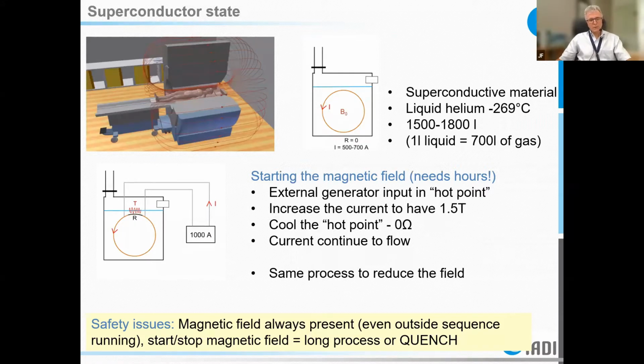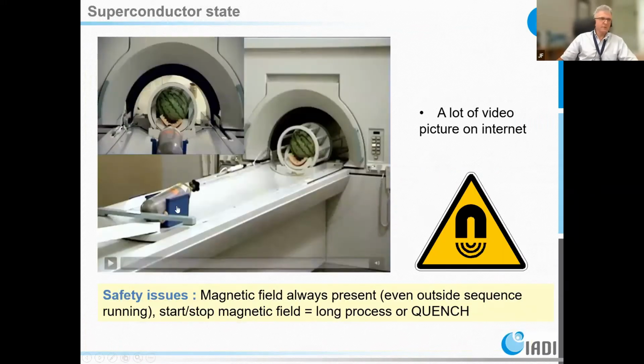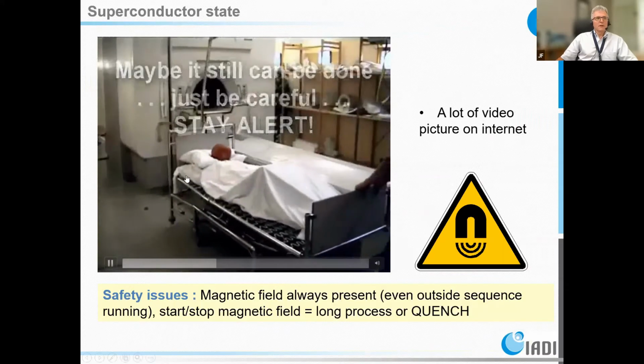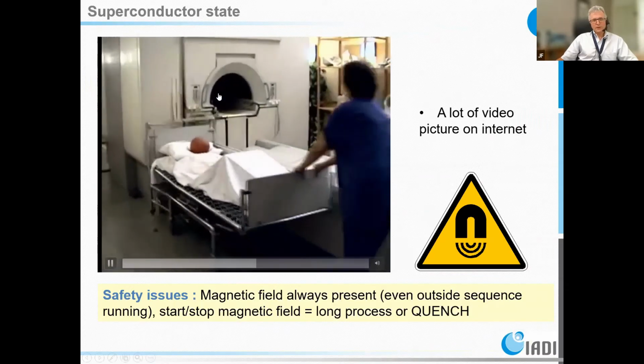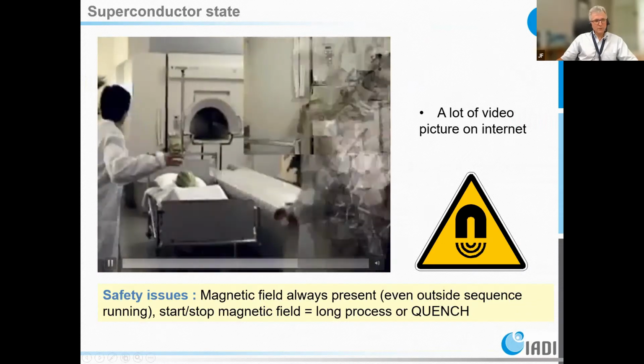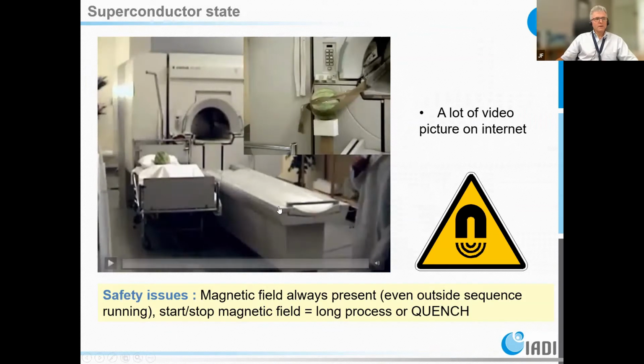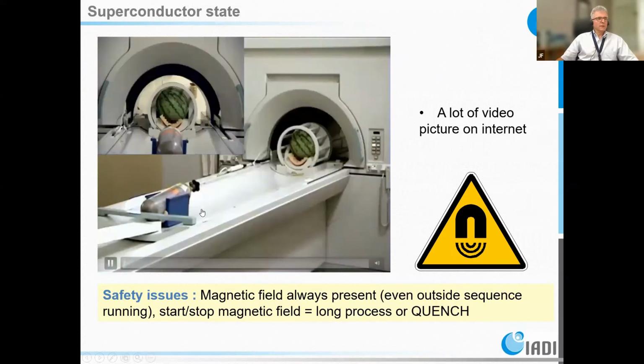If you start to work on an MRI, you know this ferromagnetic stuff is attracted. This video is not from here, but you see what happened. It's an old video, but don't try to do this in your system. You see every ferromagnetic material is attracted to the system, and this could be very dangerous. So the magnetic field is always present.